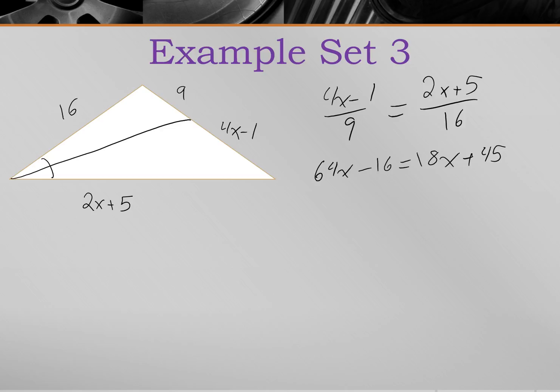So I need to subtract the 18x from both sides to move it over. We get 46x minus 16 equals 45. I then now need to add the 16 to both sides to get 46x equal to 61. And then to solve for x, we need to divide both sides by 46. So the rounded decimal would be x equals 1.326.